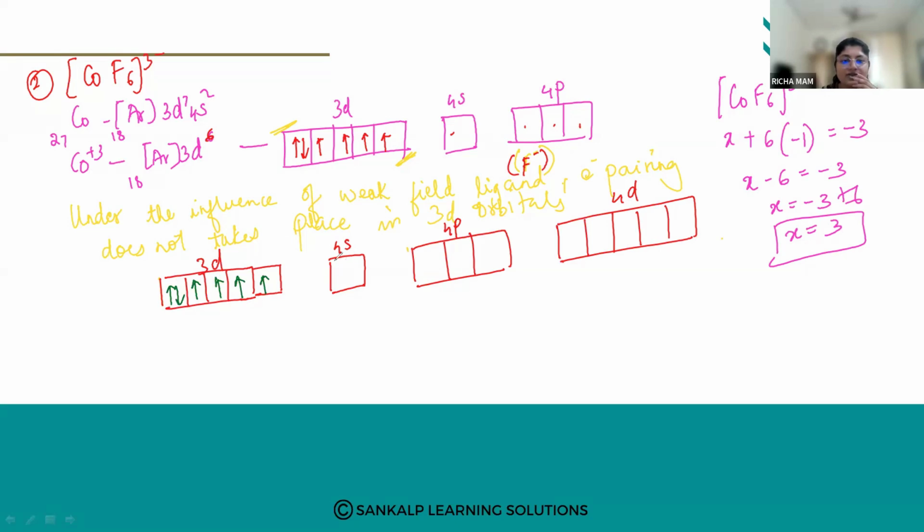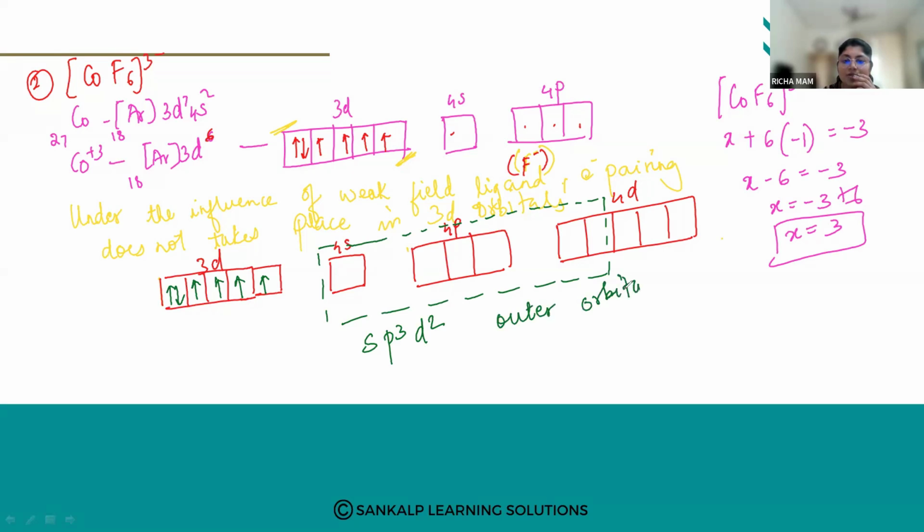Now here, these orbitals, 1, 2, 3, 4, and 5. These orbitals are occupied by what? So what is the hybridization? S, this is P3, and this is D2. So this is what? This is an outer orbital complex. Okay, this is an outer orbital complex, or it is called a high spin complex. High spin complex.